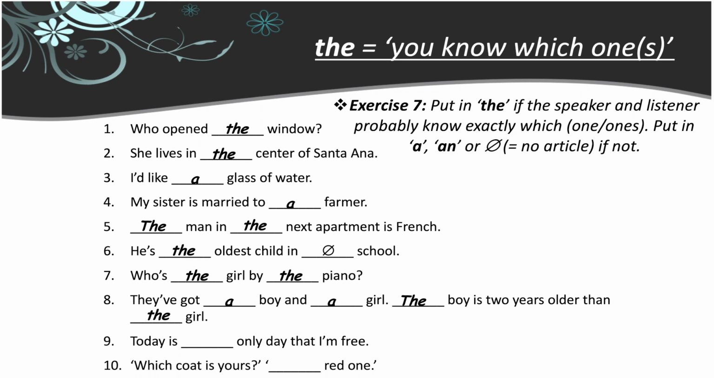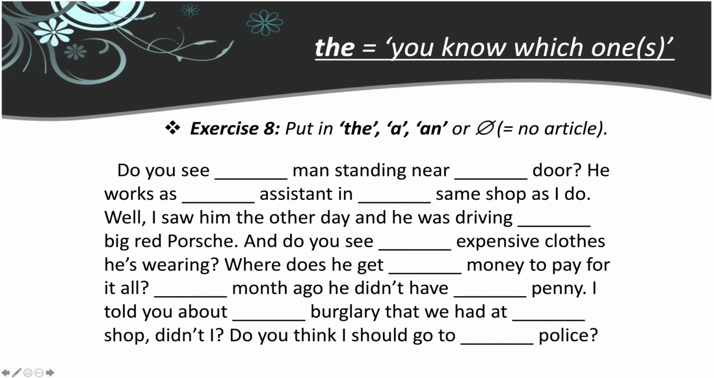Number 9, today is the only day that I'm free. This one's obvious. I used only. Number 10, which coat is yours? The red one. Obviously, there's only one red coat. For this rule, I have 2 exercises. In exercise 8, I have a paragraph for you to complete with the, a, an, or the symbol for no article. Pause here and come back when you finish.